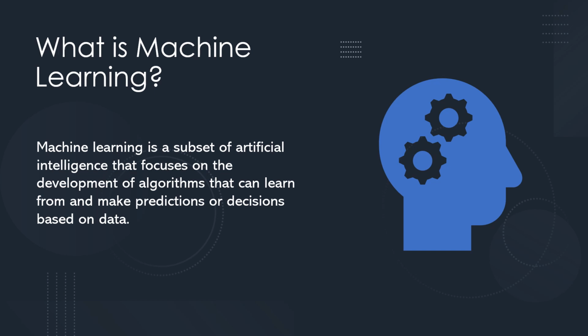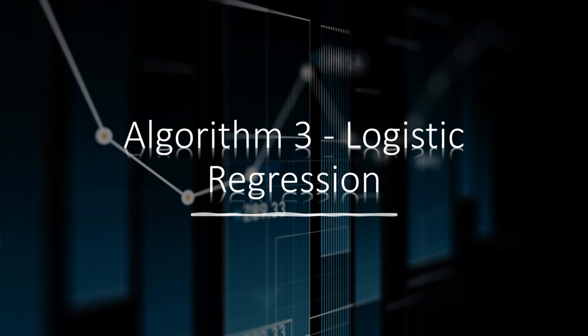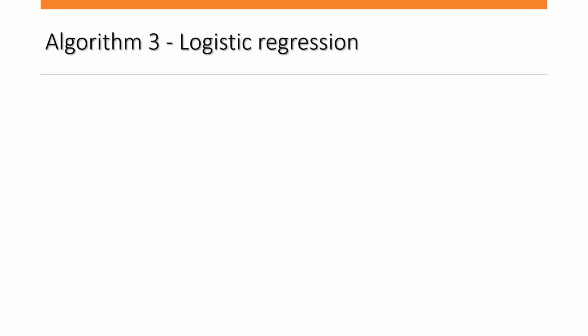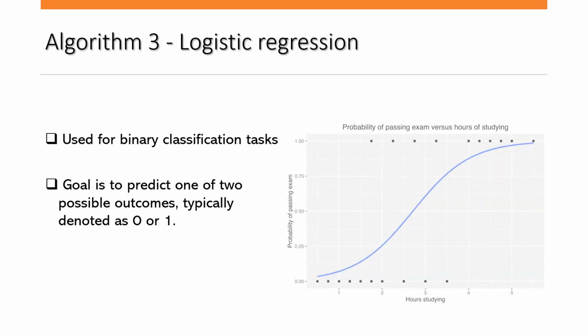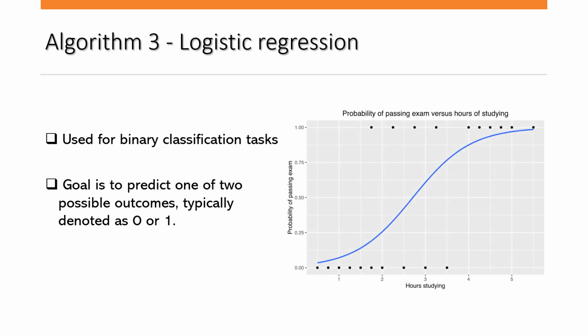The third one is logistic regression. So, logistic regression is a statistical model used for binary classification tasks, where the goal is to predict one of 2 possible outcomes, which would be 0 or 1. It estimates the probability of the binary outcome based on one or more predictor values.